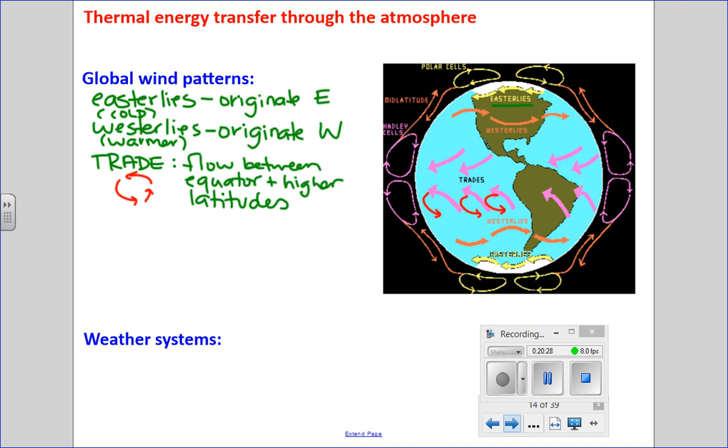Now, when we talk about wind in general, you need to recognize that hot air rises. That makes sense. That's how a hot air balloon works. You heat up the air, the balloon goes up. Now, this idea is what makes wind happen. How do I get hot air?